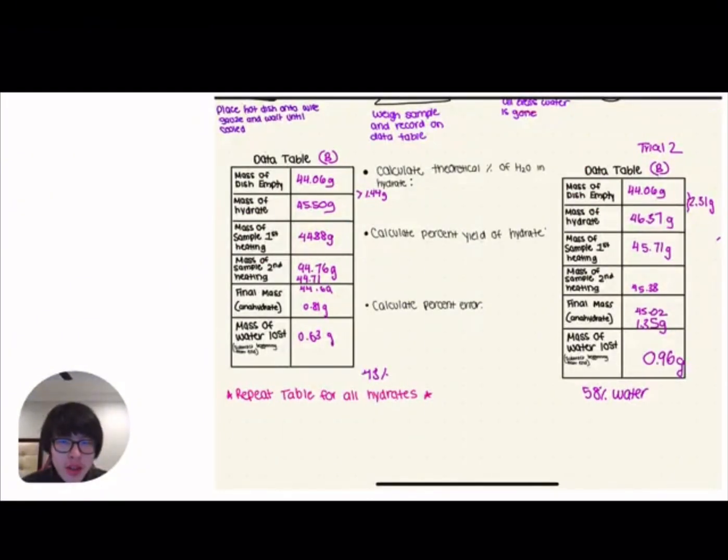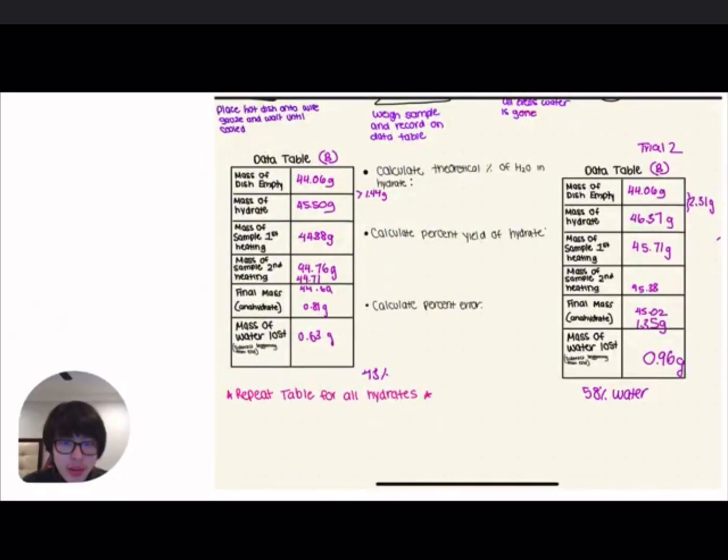Let's compare this to the results of another group who did substance B. They got somewhat similar results to us, with 0.63 grams of water for the first trial and 43% water, and 0.96 grams of water and 58% water. So I guess either that's supposed to be the actual percentage of water, or both groups managed to oxidize it. And I think that's about it.